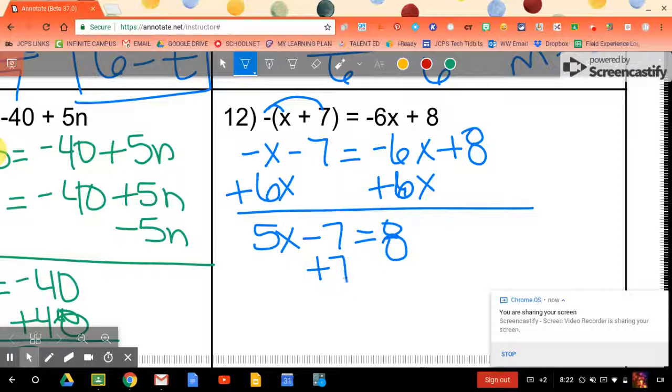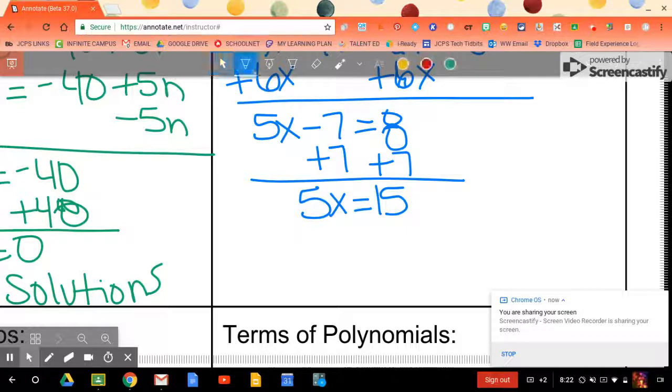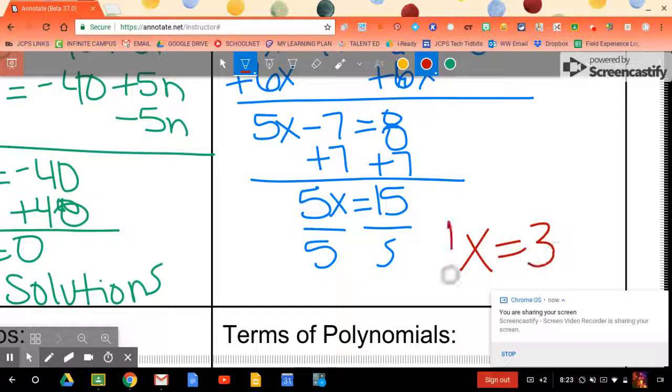You then add 7 to both sides. You end up with 5x equals 15. And then your last step is to divide both sides by 5. And you get x equals 3.